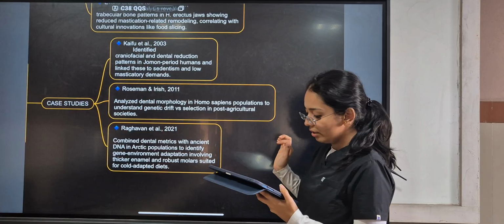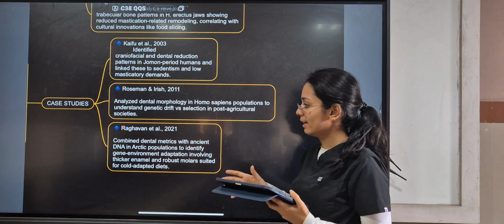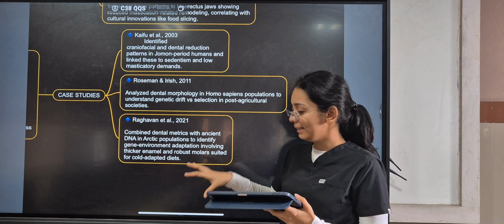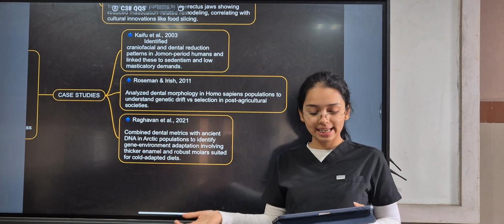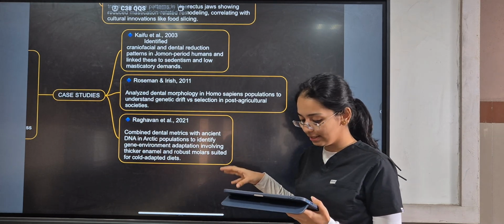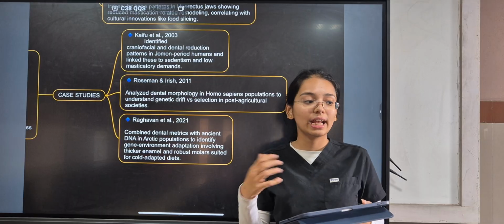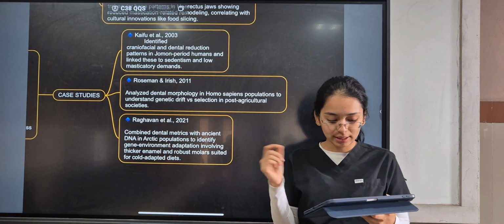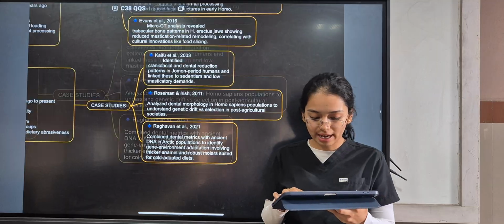These are some of the notable studies, and Darwin et al. in 2021 combined dental metrics with ancient DNA in Arctic populations to identify the gene-environment adaptation involving thicker enamel and robust molars, which is suitable for cold-adapted diets.